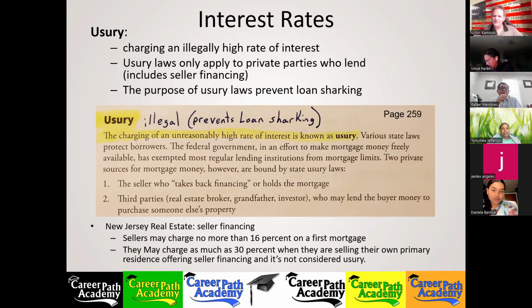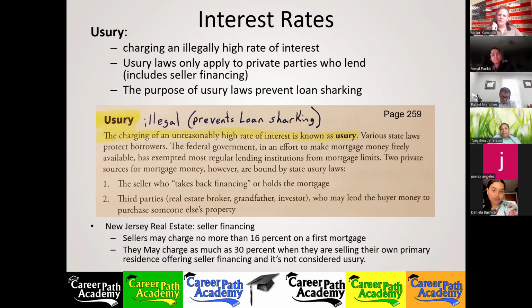They lend you money at a very high interest rate. And if you don't pay it back, they'll break your legs. You know what I'm talking about? That's loan sharking. Charging an illegally high rate of interest. Okay. We'll leave out the part about breaking legs or bones. Charging an illegally high rate of interest is loan sharking. It's illegal.